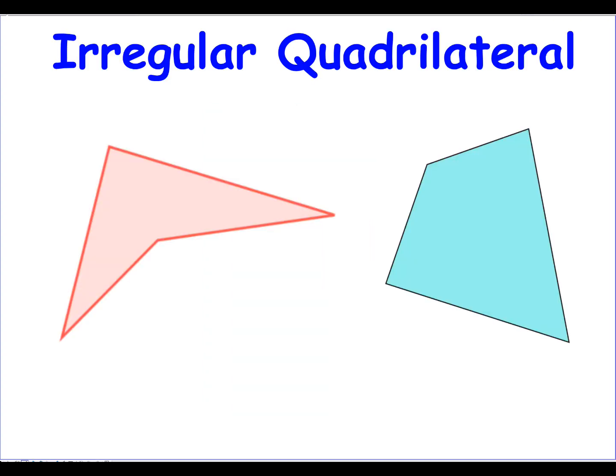And finally, irregular quadrilaterals, where none of the sides are the same length and all of the angles are different. But, as with all four-sided shapes, these four angles add up to 360 degrees, as they would in this shape.